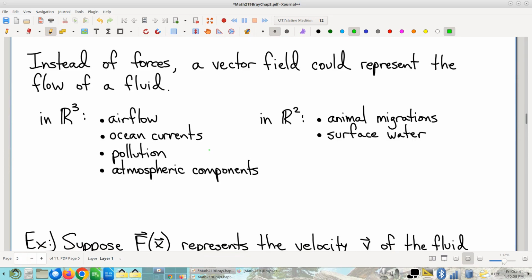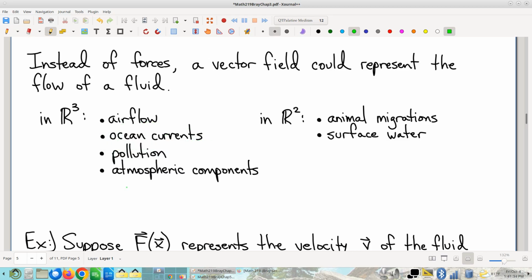Importantly, though, we need to recognize there's another nice, important application, and that is fluid flows. So there's lots of different examples of flowing fluids, both in 3 dimensions and in 2 dimensions. So in 3 dimensions, again, a bunch of obvious things. How does air flow around the room? That's pretty clear. Ocean currents, if you think about it, right? The water in the ocean is flowing, and at any point in the ocean, you can talk about what the velocity of the water is at that point, et cetera, et cetera.